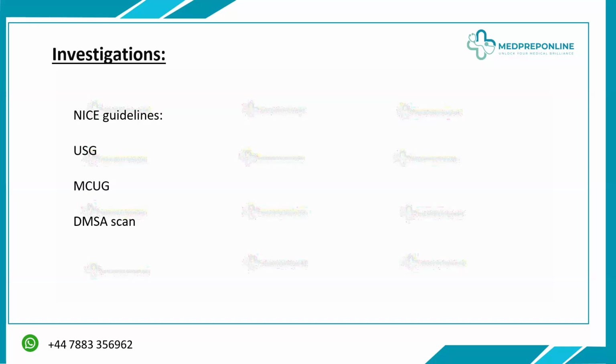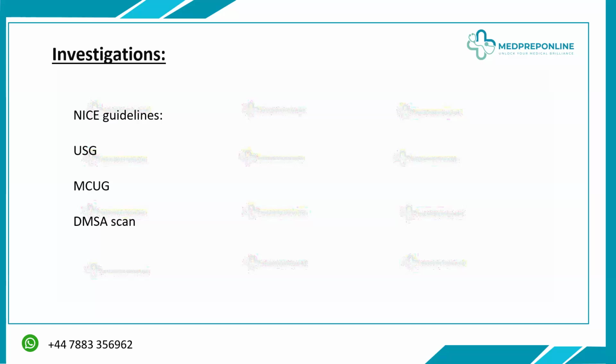And for MCUG, MCUG is only indicated if there are any voiding symptoms, or ultrasound has been showing any signs and symptoms suggestive of obstructive uropathy. And if child is less than 6 months of age, it's preferred to do it as well.